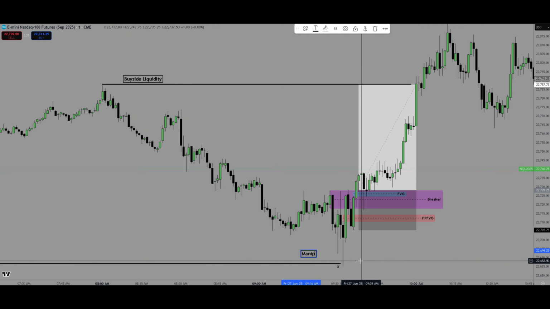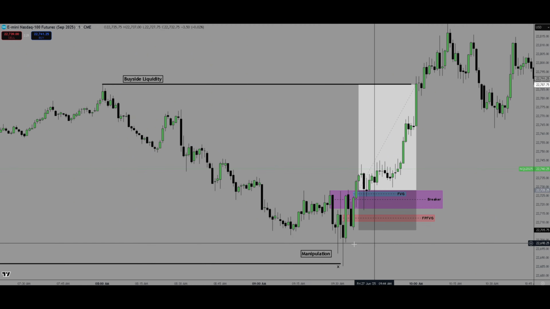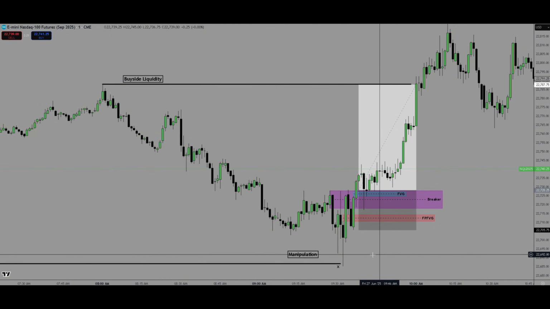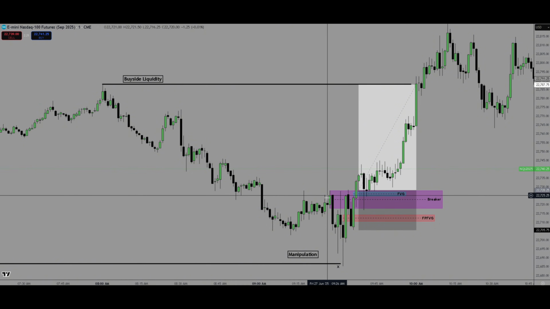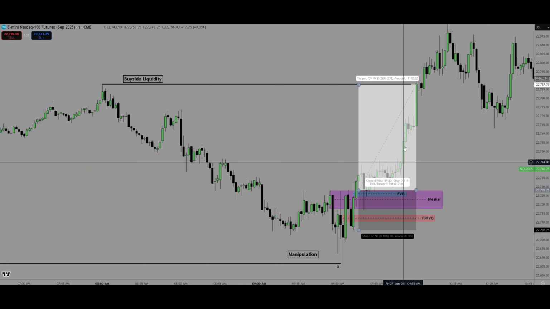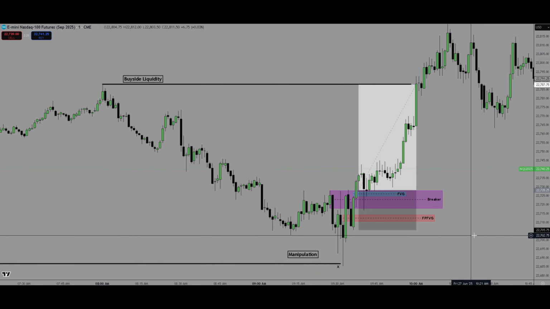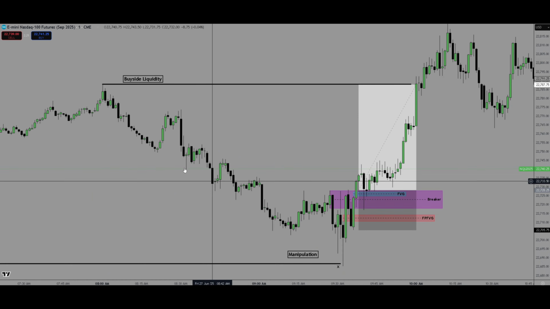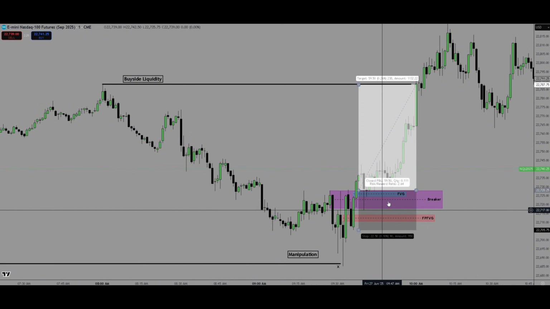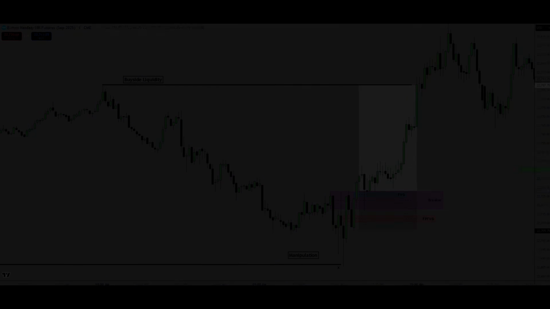So, what is this strategy? It focuses on the initial move after the New York session opens at 9:30, waiting for manipulation into liquidity, then looking for signs of reversal to target opposing liquidity. Basically, instead of reacting emotionally to that opening volatility, we're reading the narrative and waiting for the real move.